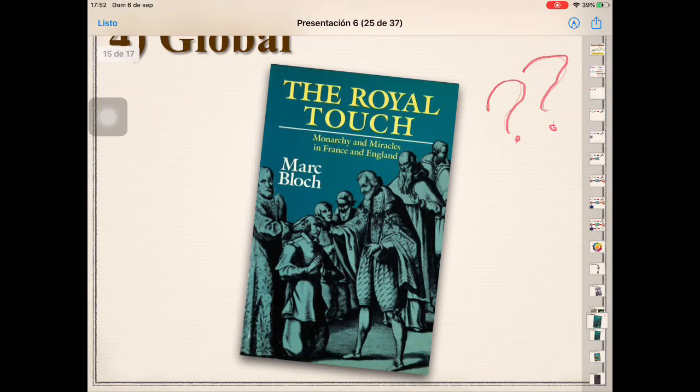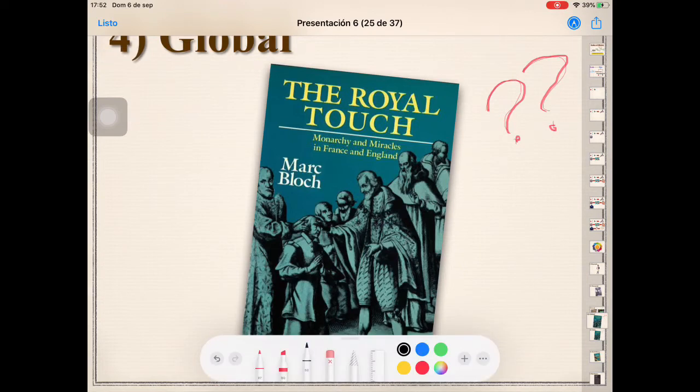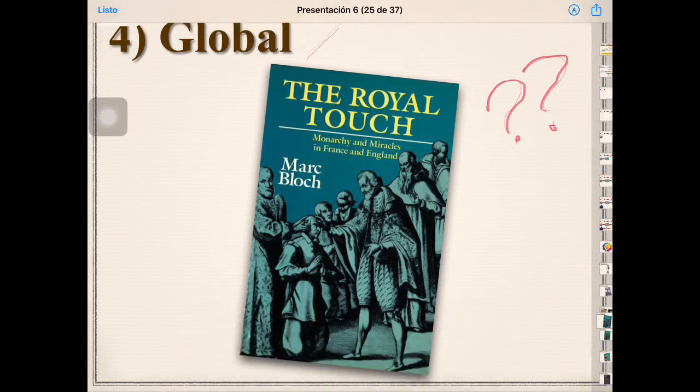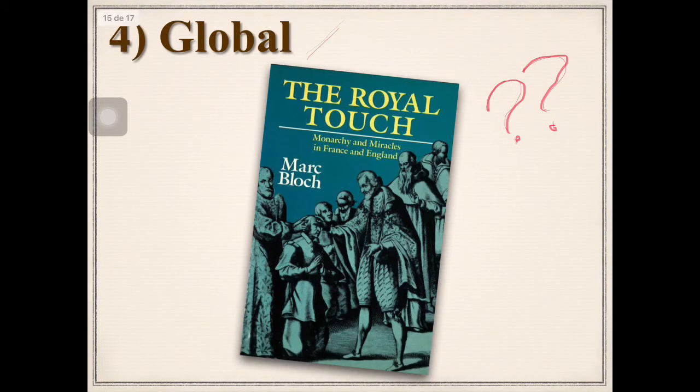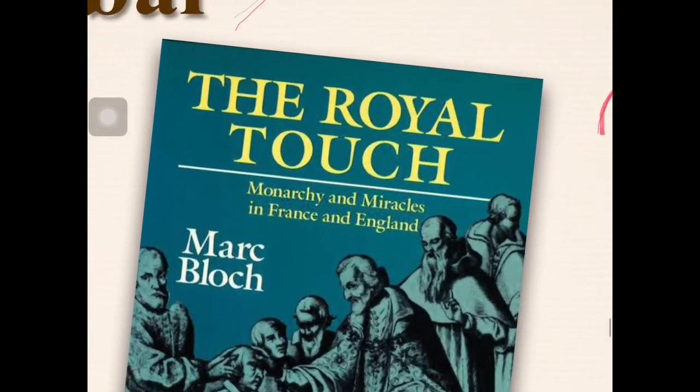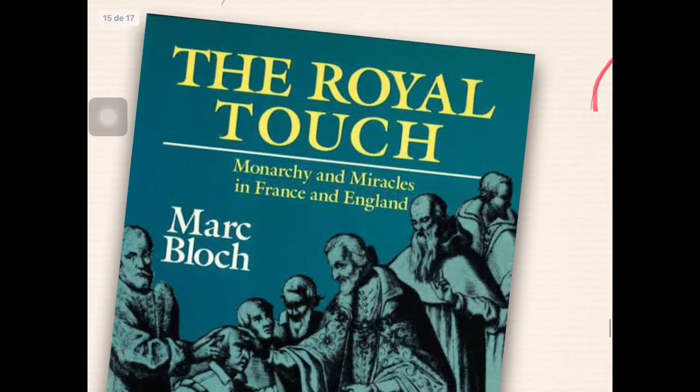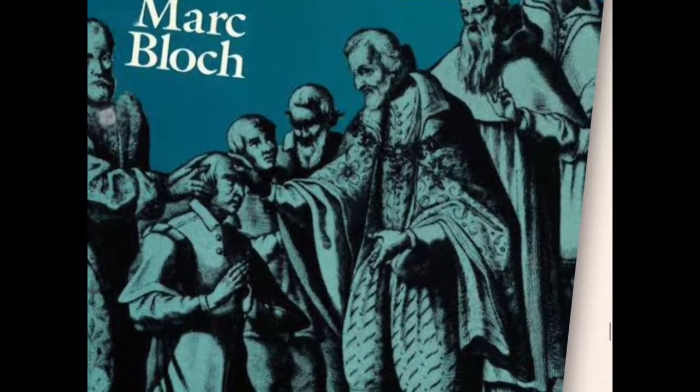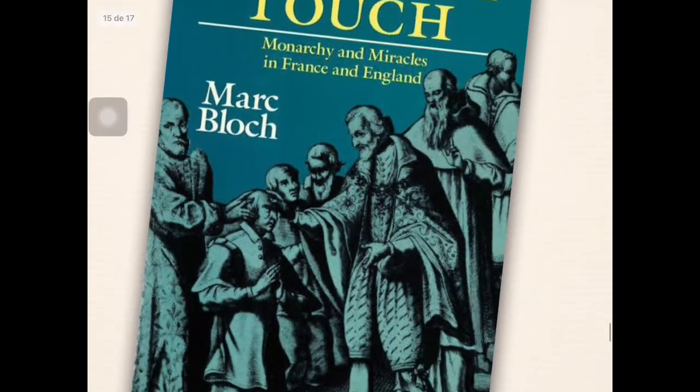And it is The Royal Touch, right? This was a book written by Mark Bloch. Do you know Mark Bloch? He's our great hero. He's the one that thought the definition of history that we are working with. And what is the Royal Touch? The Royal Touch was a custom in the Middle Ages in which both in France and England, people believed that kings could heal them just by touching them.